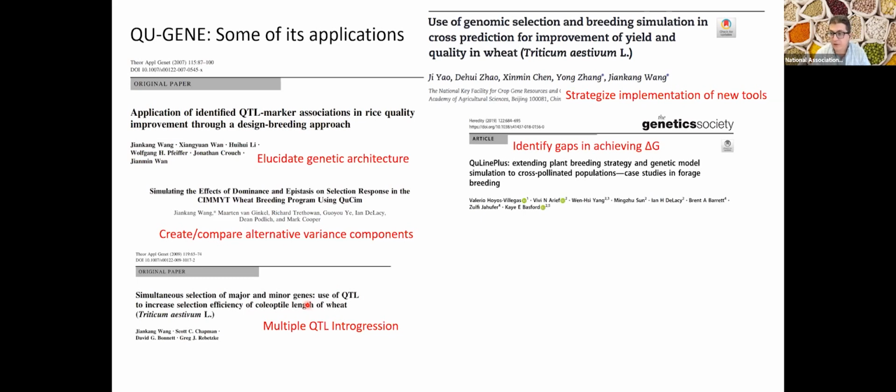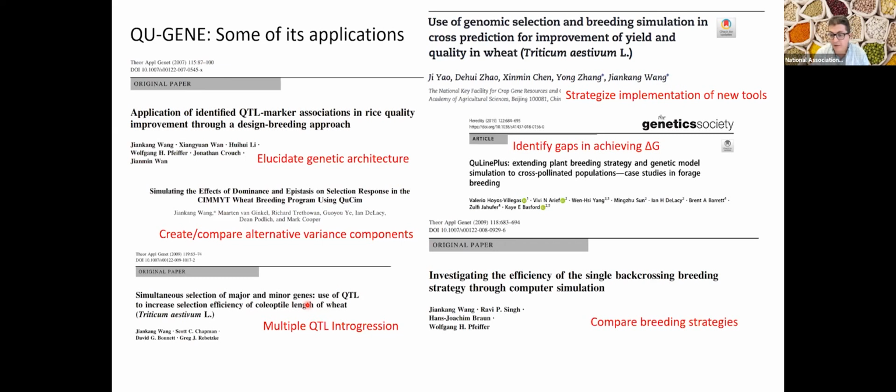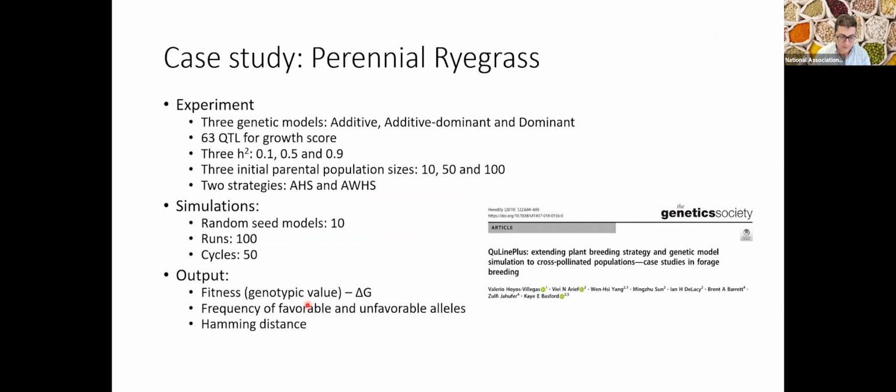And in this paper, which I'll talk about in further detail, we can use all that background information that we have gathered to start conducting gap analysis to determine what potential actions can be taken in order to enhance genetic gain. And finally, and most obviously, we can compare breeding strategies, which is one of the most basic functions of QGENE. So I'm going to go into a case study of perennial ryegrass.